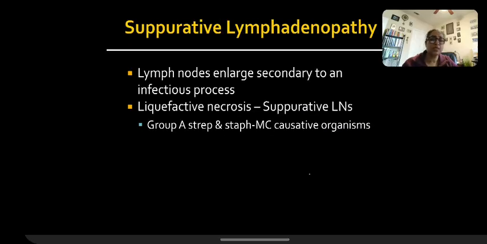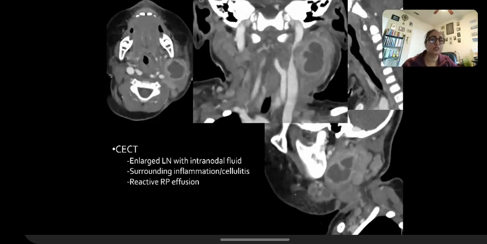Okay, now coming to suppurative lymph nodes. This is lymph nodes that enlarge and then liquefy secondary to an infectious process. The organisms most commonly are staph and strep, and this is how it looks. So you see here, basically you can see conglomerate lymph nodes around this big collection, which is peripherally enhancing.